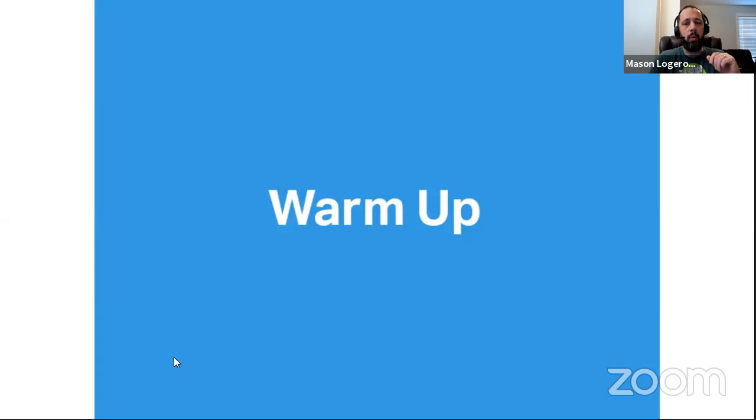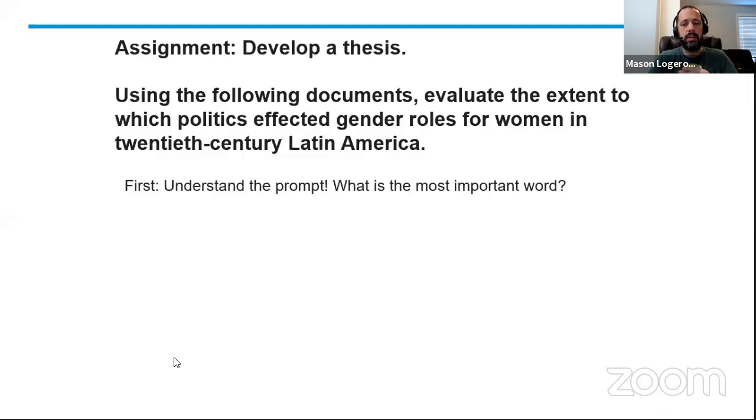All right, so for our warm up, we need to look back at what Smith had y'all do for homework last night. Last night, he asked y'all to develop a thesis statement. He gave you 3 documents from this DBQ about gender roles and politics in the 20th century in Latin America. And notice he brought up a really good point. That word affected. That's the big thing that you need to consider when you're coming up with your thesis statement. How did politics affect gender roles?